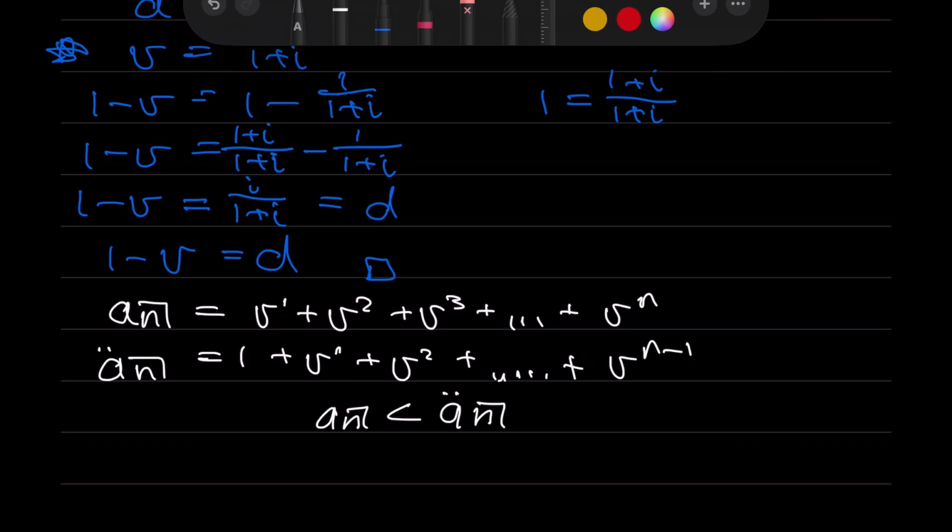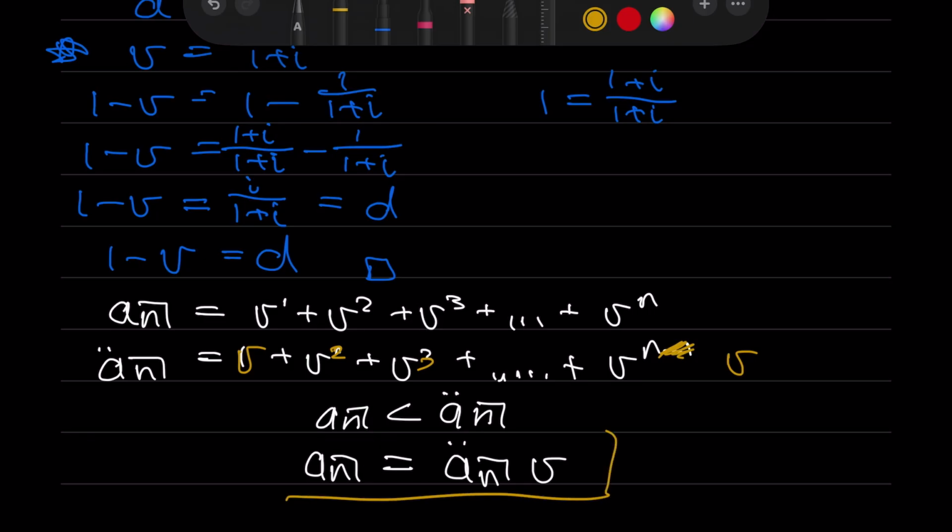And then if we just do some mathematical gymnastics, we come up with this. If we go to the advance one and we multiply it by v, then this would become v, this would become v to the power of 2, to the 3, and so on, and the last would just be v, right? And you see that would be the same as the arrears one. That's how that statement holds.